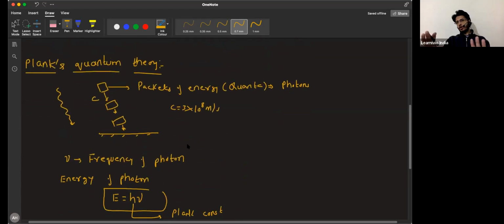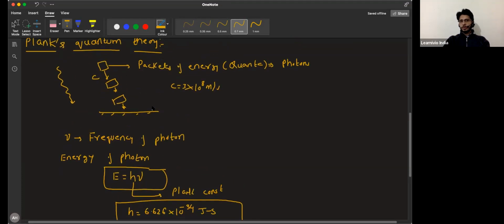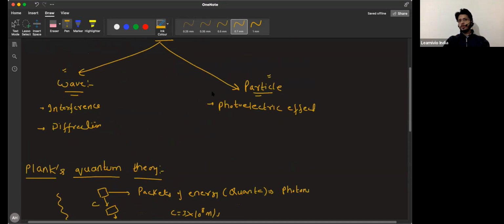So this is Planck's quantum theory, that the radiation which is coming from a source consists of a stream of particles, or that consists of packets of energy. Each packet has a definite energy. The energy of each packet is h nu. They are known as quanta. You can call them photons. That's Planck's quantum theory. So this theory supports the particle nature of light.